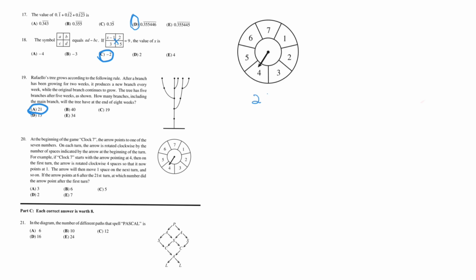On the 21st turn, it's pointed at the 6. We can't count back from the 6 to before, so we go forward on the 22nd. From 6, they go 6 places: 1, 2, 3, 4, 5, 6. Now it's at the 5.